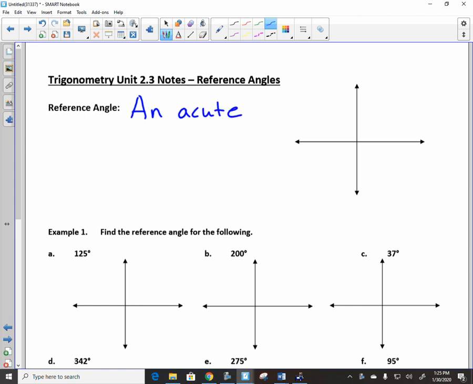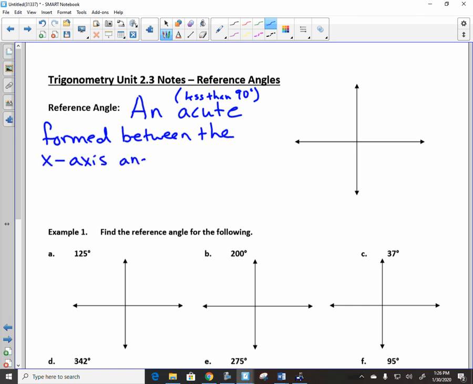What does acute angle mean? Less than 90. Yep, very good. Less than 90 degrees. Okay. An acute angle formed between the x-axis and the terminal side of the angle.